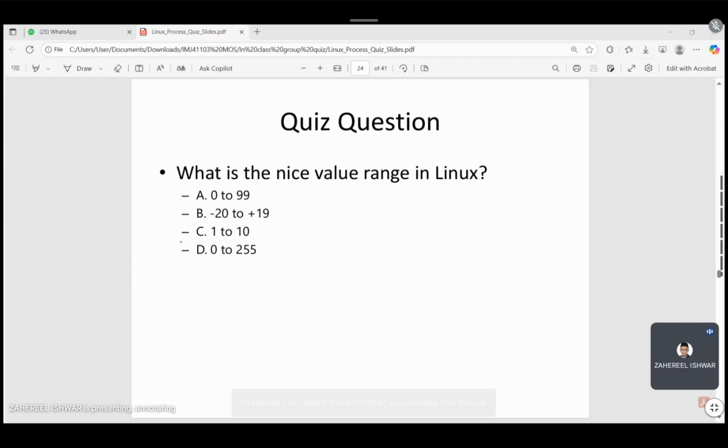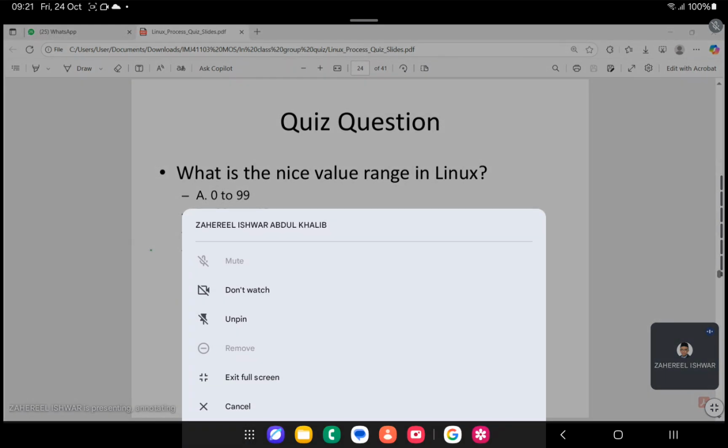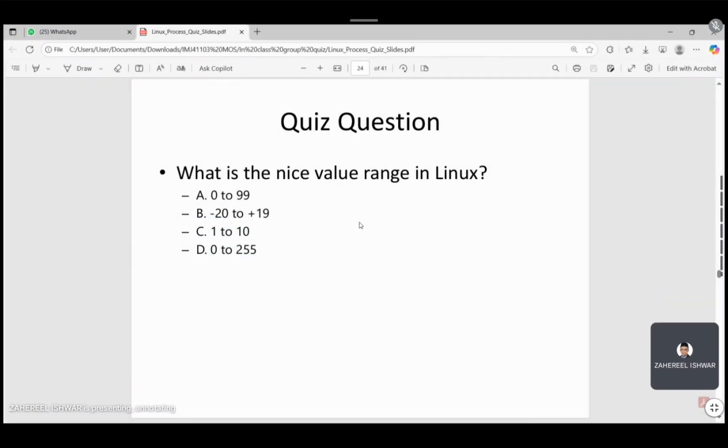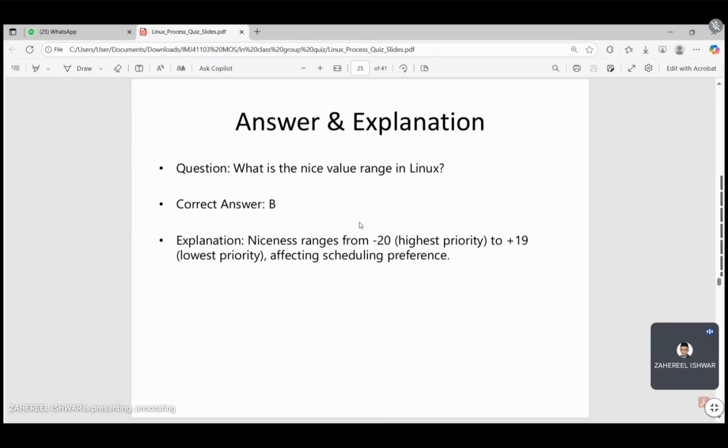+19 means you are the nice guy. You're very nice to the other processes, meaning you always let other processes run first. -20, you're very not nice. You always demand that you go first. That's the priority level for non-real-time processes. Real-time processes, we'll talk about in the real-time class next semester. What is a nice value? The highest priority, as explained just now, right?